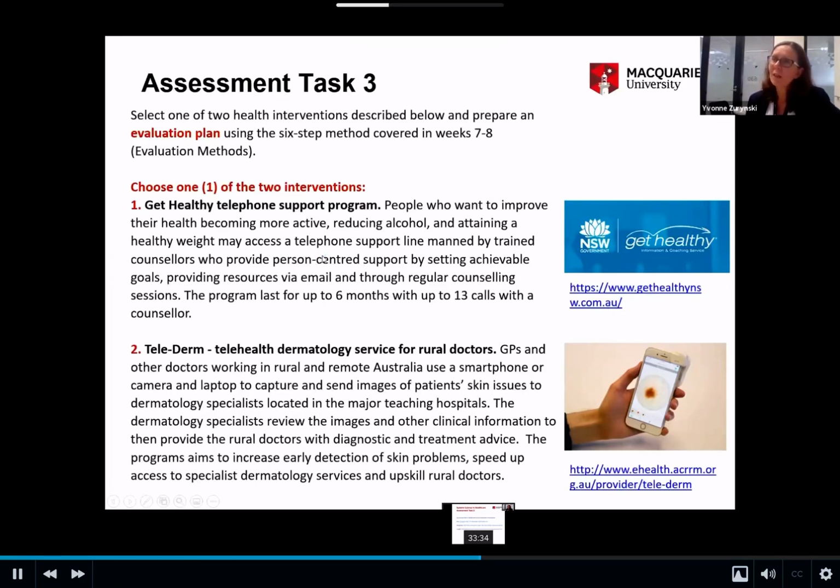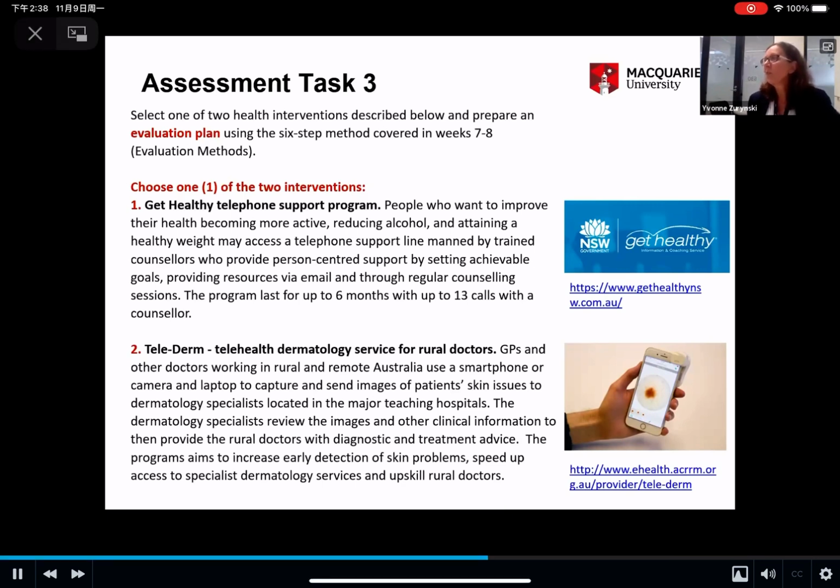And the other one is the telehealth dermatology service for rural doctors. That's where they use apps and smartphones to capture pictures and images of people's skin, and they're sent to the centres of expertise in large hospitals for dermatologists to have a look at and advise the doctors who are working in rural areas in often remote and under-resourced circumstances. Okay, so that's what that is.